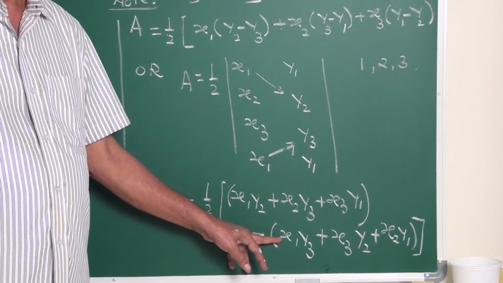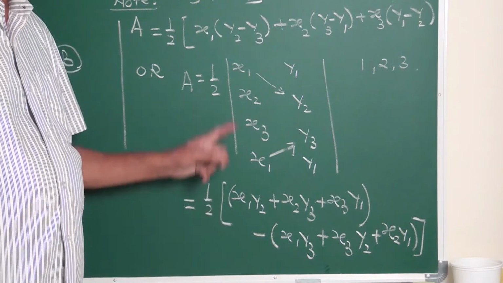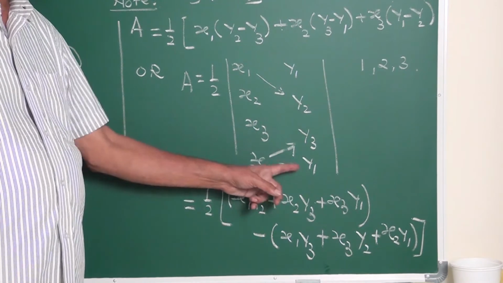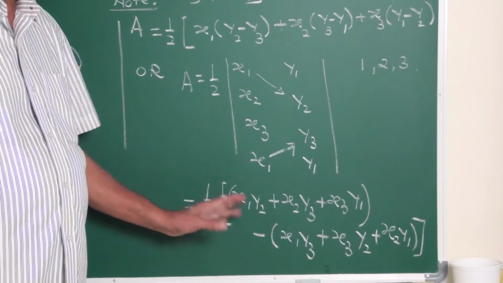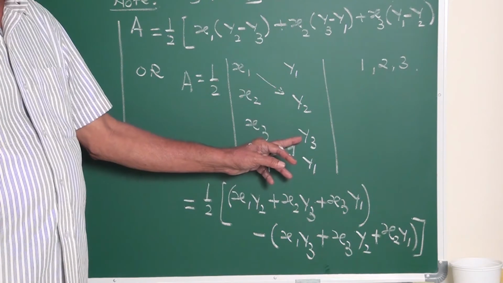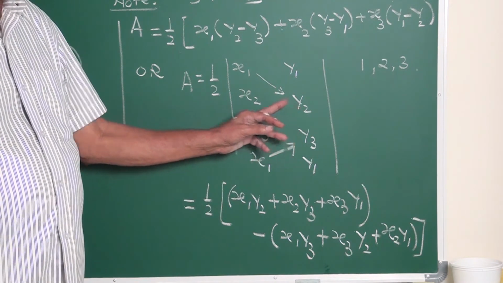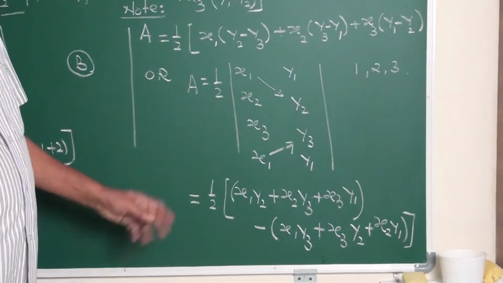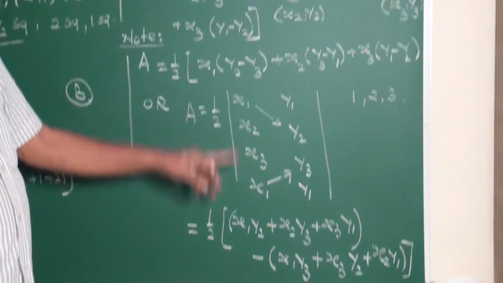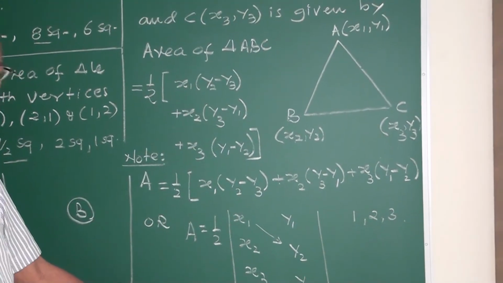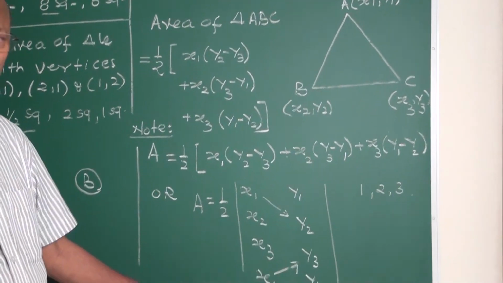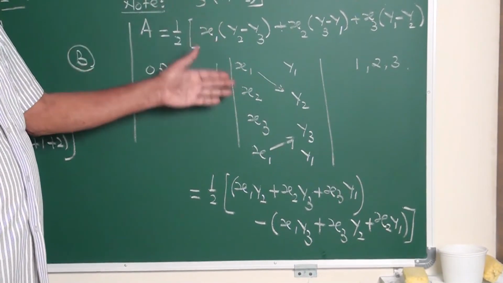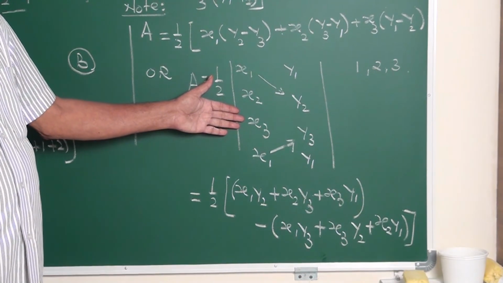This bracket, my friend. First is what? Come down: x1 y2, x2 y3, plus x3 y1, this bracket. Minus, go up: x1 y3, plus x3 y2, plus x2 y1, this bracket. This also gets the same answer. I will do the first example by both of these tips. Just verify whether you get the same answer or not. Then, if you like this method, you can go for this.